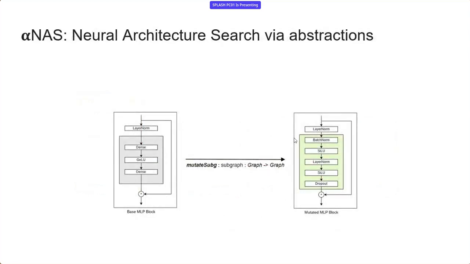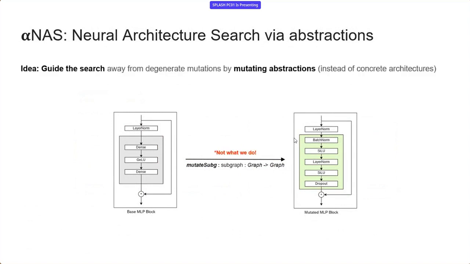So in this work, we propose to capture the structure using abstraction, and we're going to call our approach αNAS. More specifically, our main idea is to guide the search away from degenerate architectures by mutating abstractions instead of the concrete architectures directly.